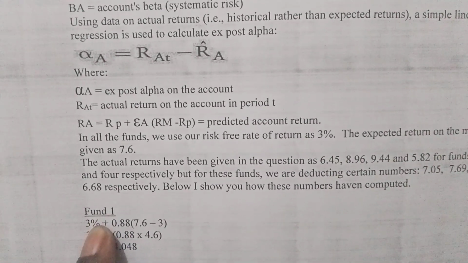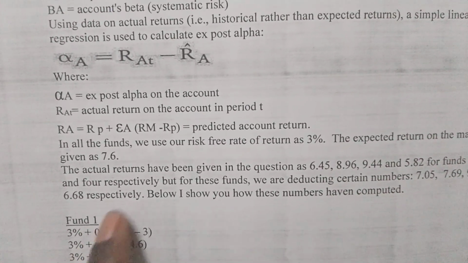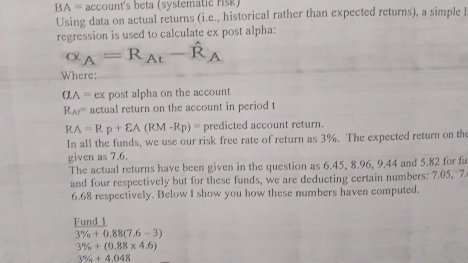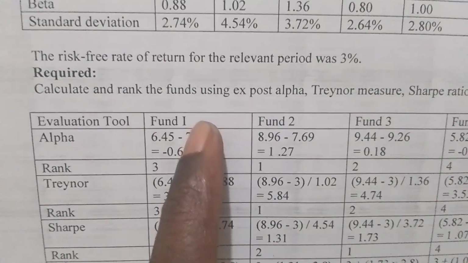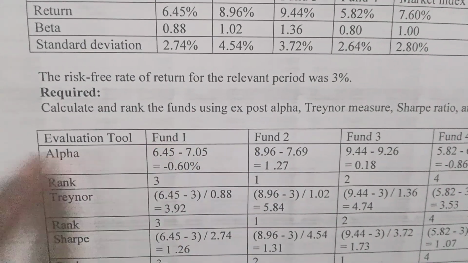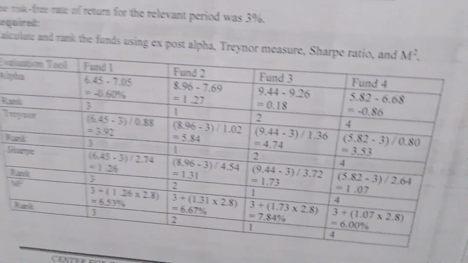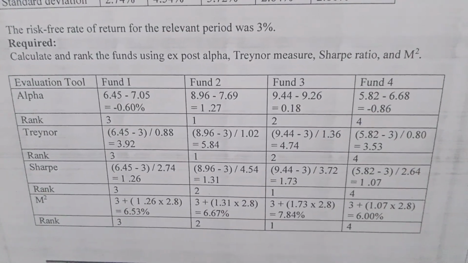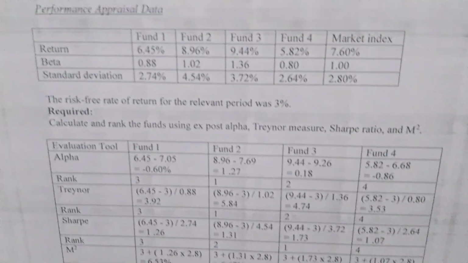That is the risk-free rate plus the beta factor into brackets market index minus the risk-free rate, and you get 7.05. So when you see the 7.05 here, that is how we have calculated that, and therefore the alpha for fund 1 is negative 0.60%.